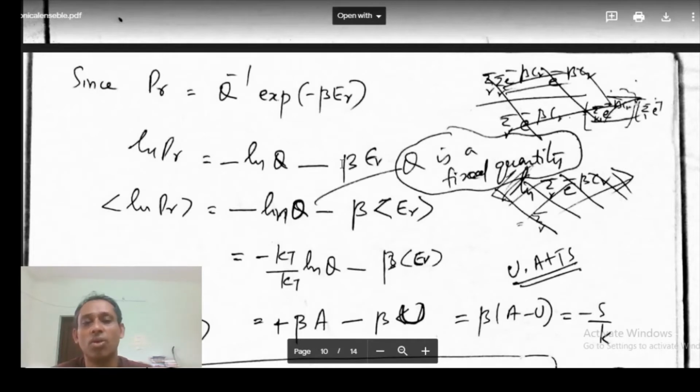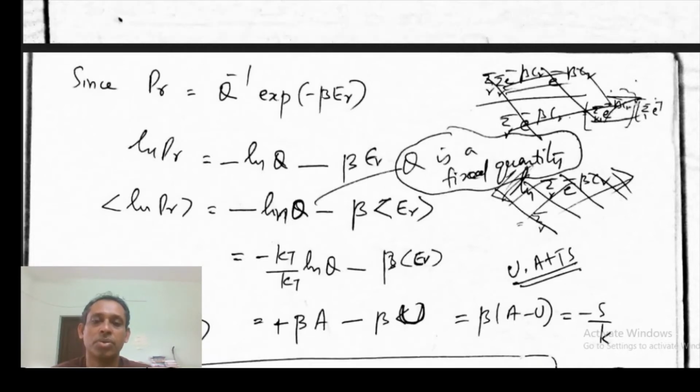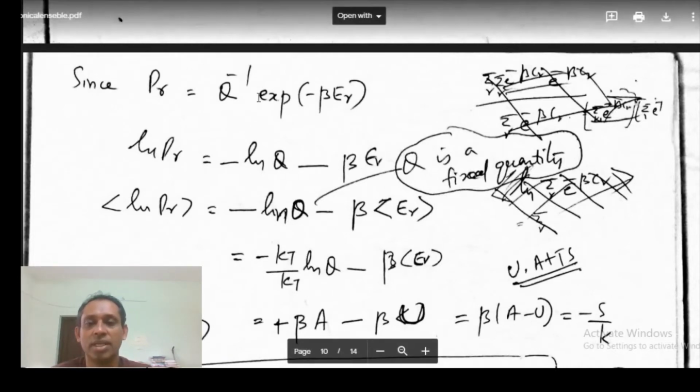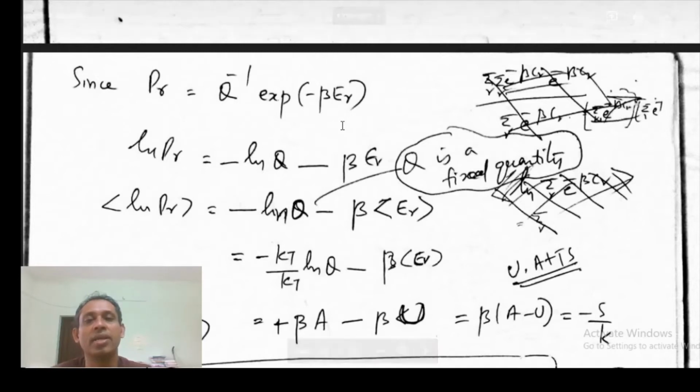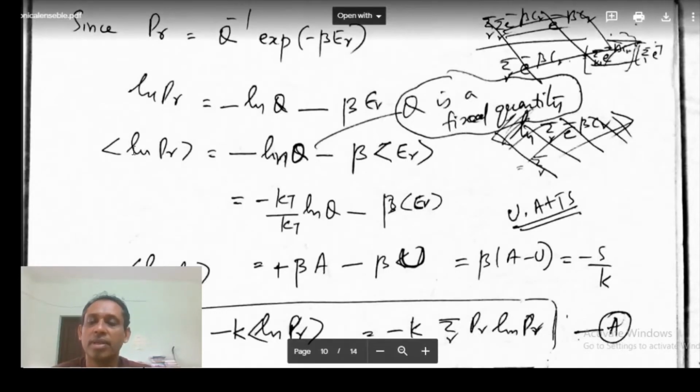So I am taking the logarithm. So log PR is minus log Q, because of this minus 1, minus log Q minus beta ER, exponential minus beta ER. As I take the log, I have minus beta ER. And then what I am going to do is I am taking the mean value of this log PR. So this is the mean value of the log PR.